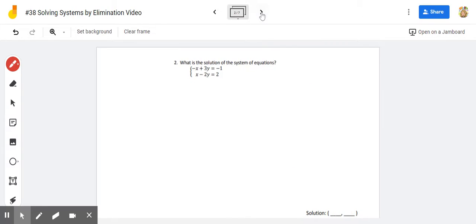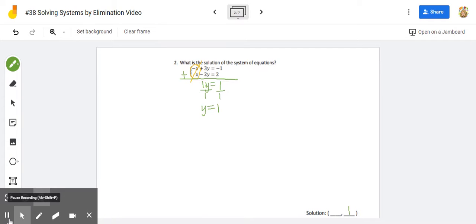All right, now let's try another one by elimination. Right away in the second question, I see that I can eliminate x. So that's who I'm going to get rid of, my positive-negative pair. And now we're going to add who's remaining. So 3y minus 2y gives me 1y. And negative 1 plus 2 is positive 1. We're going to divide by 1, and we end up getting y equals 1. We're halfway there. We need to substitute our y in place of one of our equations.